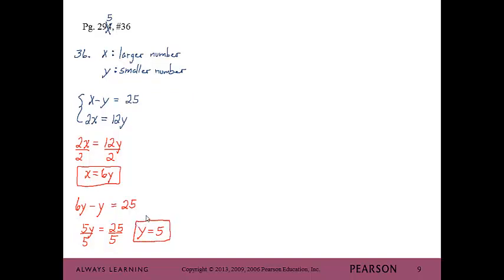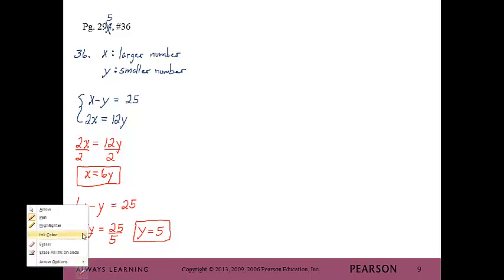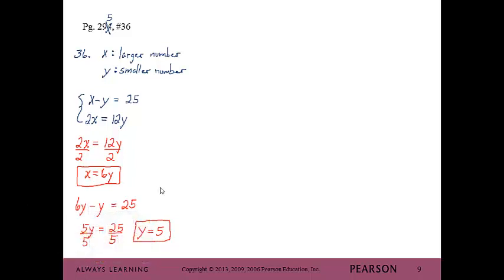Now let's find the other number by plugging it back into here. So this is going to become x equals 6 times 5, which is 30. So the first number is 30, and the second number is 5. So 30 and 5.